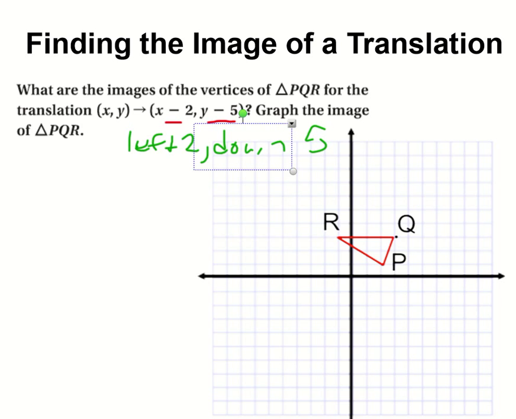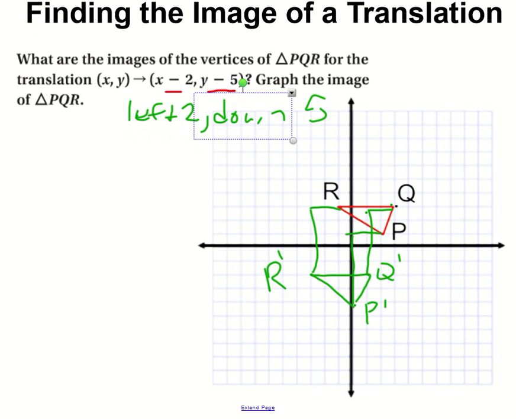Let's start with R. R is going to go left 2 and then down 5. It's going to end up right here. Now when we name it, since we're going from pre-image to image, it's now R prime. We're going to do the same thing with Q, move it left 2 and then down 5. Now it's Q prime. Do the same thing with P, left 2, down 5. That's now P prime. Don't forget to connect your dots. And there you've translated an image. Questions so far?